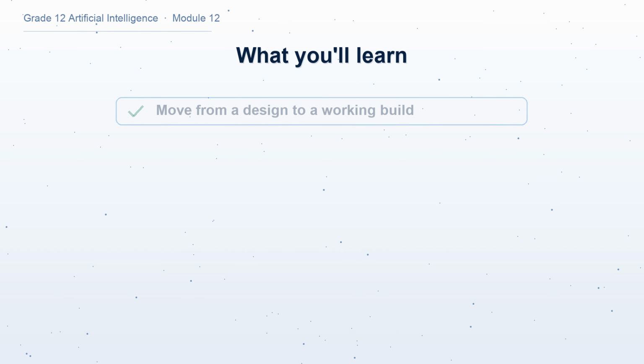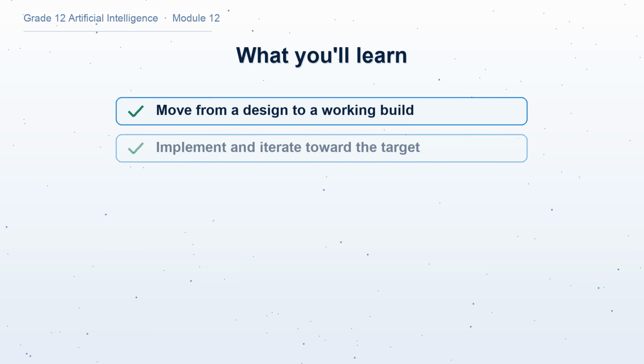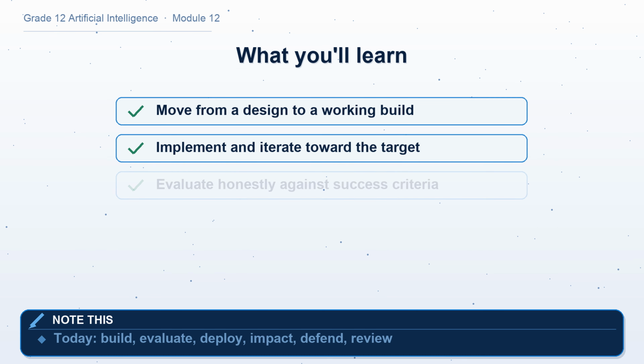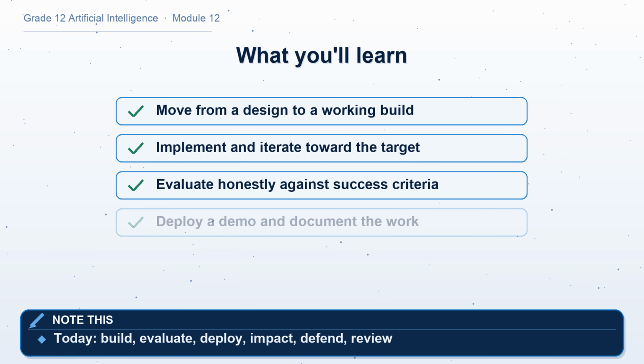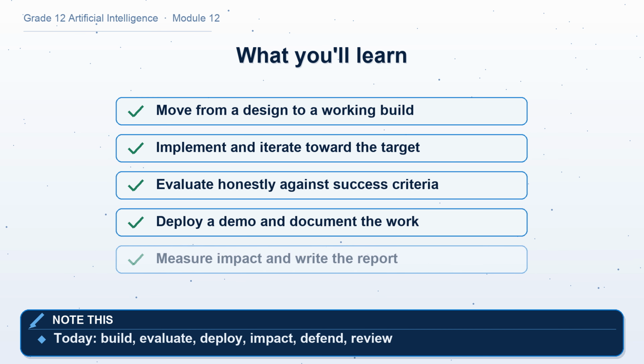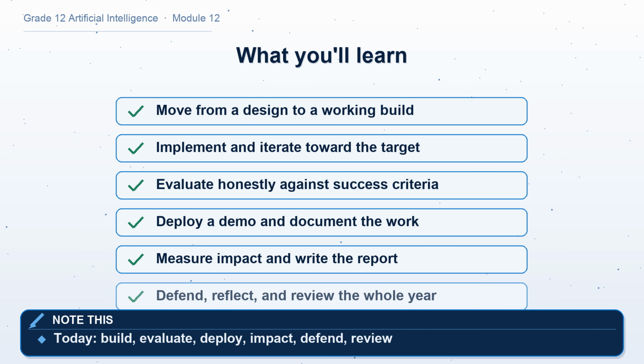Here is our plan for the lesson. We'll move from a design to a working build, then implement and iterate toward our target. We'll evaluate the result honestly against the success criteria we set in advance. We'll deploy a small demonstration and document the work so others can trust it. We'll measure real impact and write the thesis report. And finally, we'll defend it, reflect, and look back over the whole year.